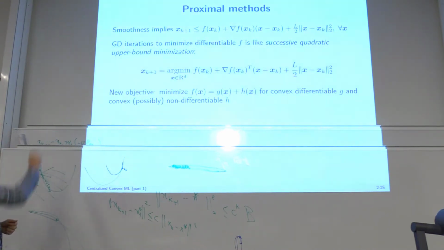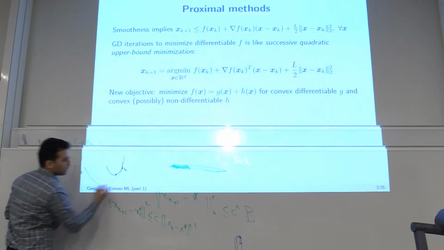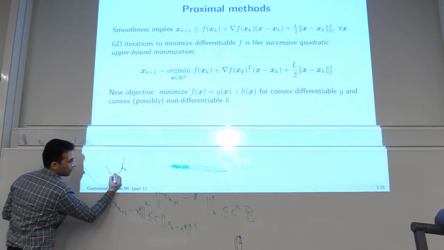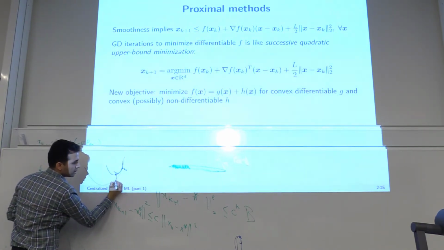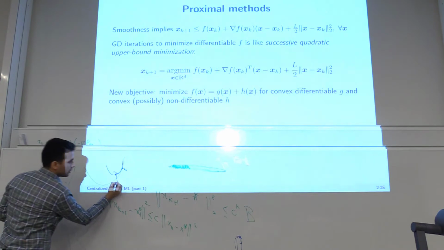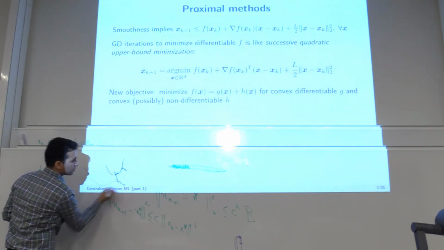Again, that should be f of xk plus 1. And then find the optimal point here. Call it xk plus 1. Actually, map it here, and then call it xk plus 1. And then this is f of xk plus 1. Okay?